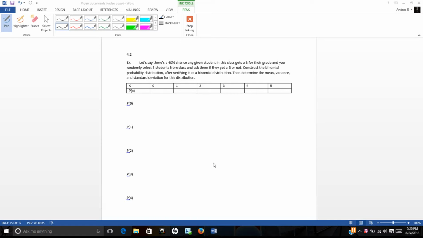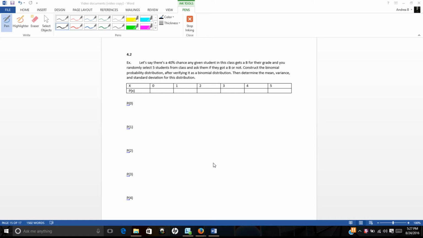Question 4.2 here, we're dealing with the binomial probability distribution this time. So here it gives us that there's a 40% chance that any given student in the class will get a B for their grade, and you're randomly selecting 5 students, and we want to construct the binomial probability distribution after verifying first of all that it's binomial, and then find the mean, variance, and standard deviation.